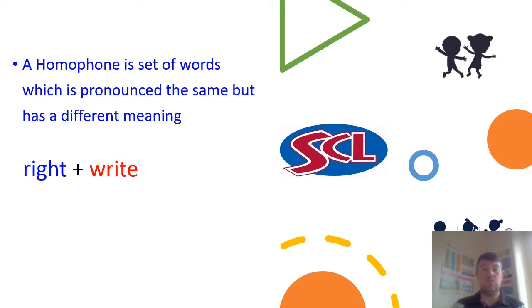So this one here in blue is right, like I am right-handed. And this one in red is right, like I write with a pen. So two different words, when pronounced, sound the same, but they have two different meanings. That is what we mean when we use the term homophone.